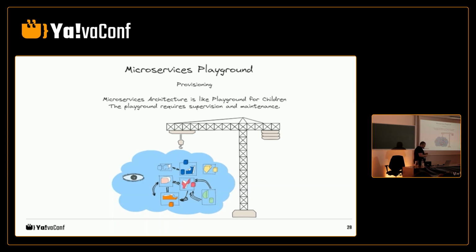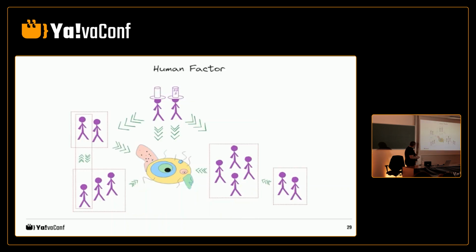Okay, so it's time for the cherry on top of the cake. The human factor. Usually when I read some books, they are very focused on the technological side. Probably you know, who knows Conway's law?